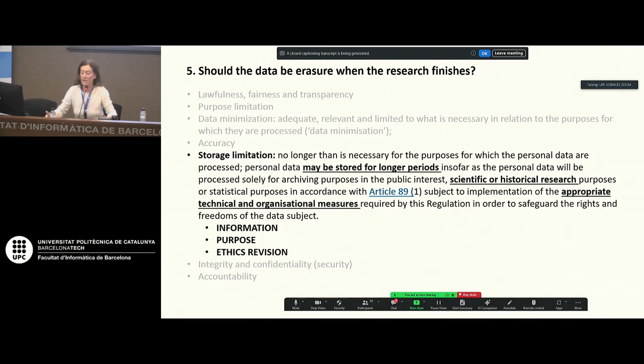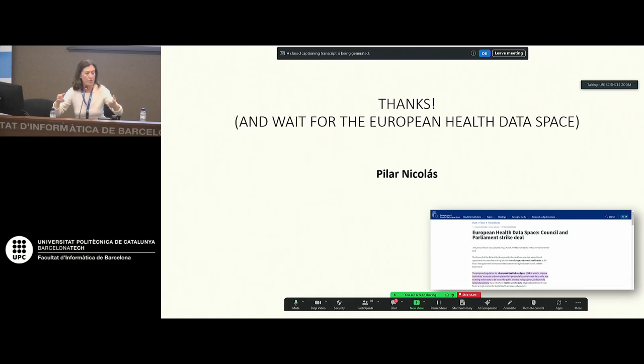And you would also need an ethics revision. So you can keep the data after the project, but with some conditions. For scientific research, yes, but please make the purpose a little bit more concrete and inform subjects. And that's all. I wait for the questions, and thanks so much for being here.